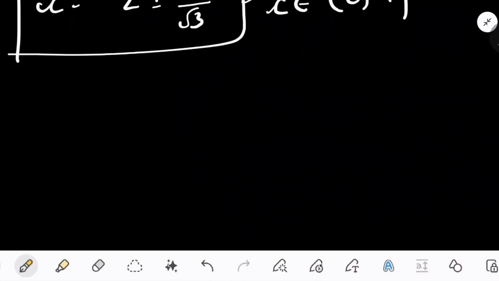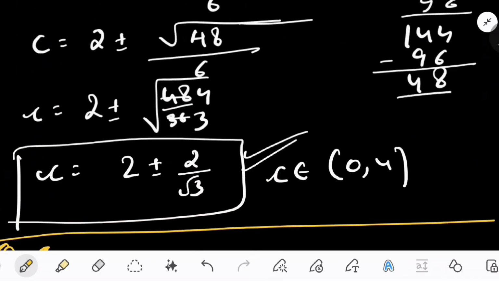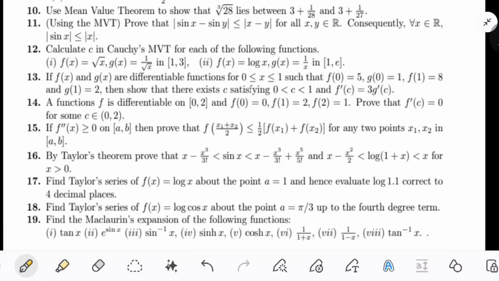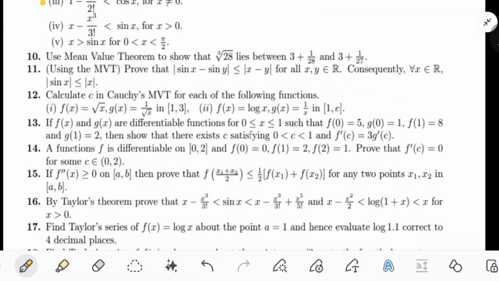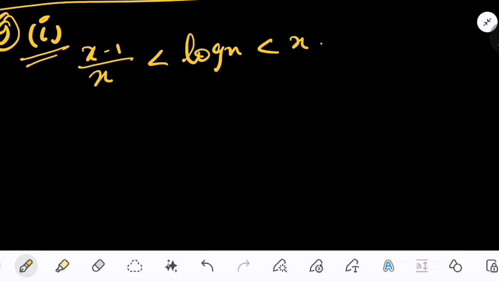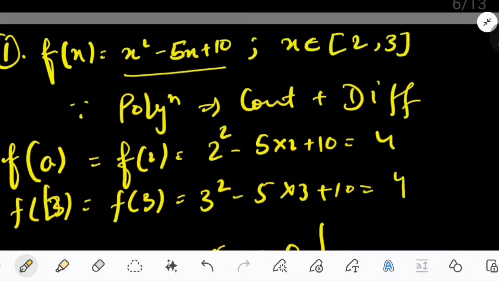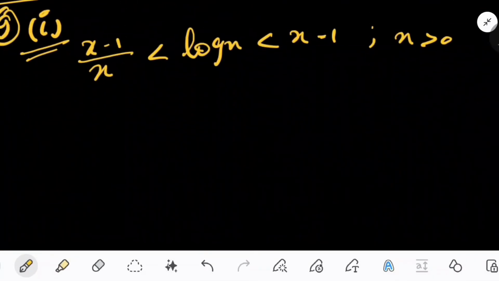So let's see. The question number 9th, first part, right? Okay. It states that we have to prove, using the mean value theorem, that is the Lagrange mean value theorem in this case, that this expression holds. So basically you need to prove that x minus 1 upon x is less than log of x is less than x minus 1. You need to prove it for x greater than 0. I guess it is greater than 0 or greater than 1. I have to see it. Yeah, it should be greater than 1 only, because in that case log will be defined.